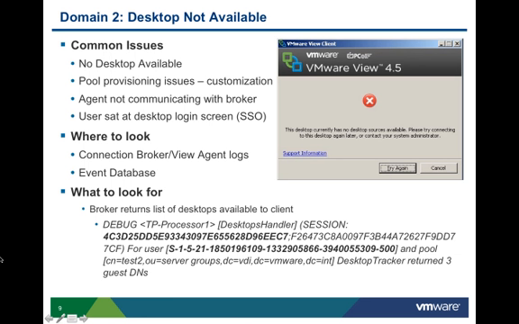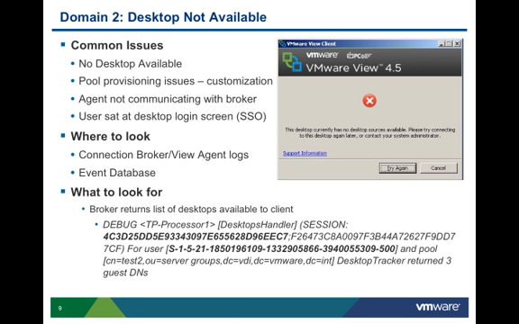The second problem domain involves desktop not available. This is where the user would have authenticated to the view connection server and will now have the opportunity to connect to a specific virtual desktop. Some of the common issues we see here is that a desktop may not be available, i.e. that it may have run out of the required number of desktops in a desktop pool.